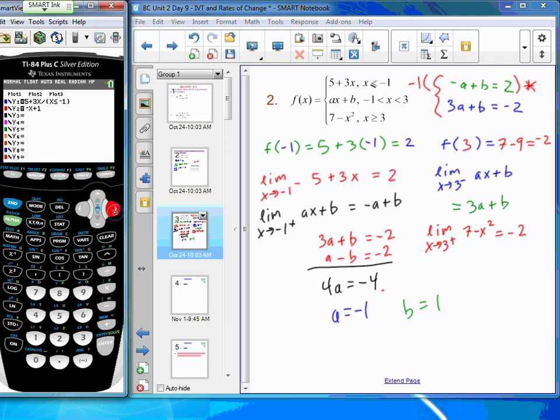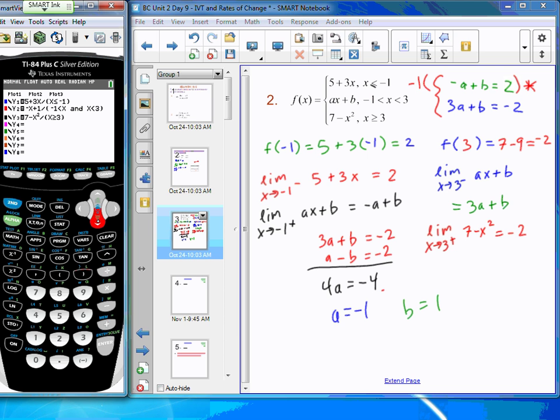This is the one where we have to do our double inequality. So negative 1 is less than x, and then we need our logic. And what's the other one? X is less than 3. We can do that. X is less than 3. We get everybody? And 7 minus x squared. Thank goodness. We're almost there. And greater than or equal to 3. All right.